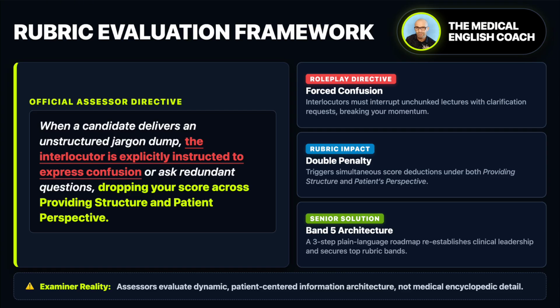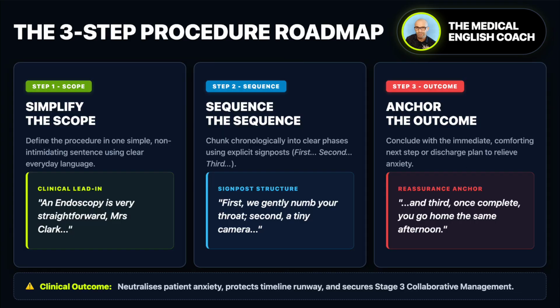The senior solution is Band 5 architecture. A 3-step plain language roadmap re-establishes clinical leadership and secures top rubric bands. Now, here is the reality. Assessors evaluate dynamic, patient-centered information architecture, not medical encyclopedic detail. To explain complex medical procedures without losing structural control of the consultation, you must replace medical jargon with a fixed operational framework. We call this the 3-step procedure roadmap.